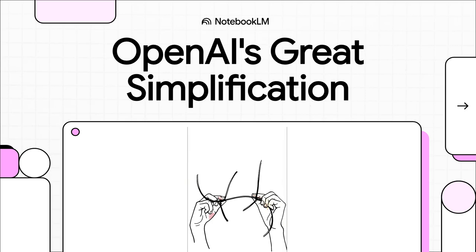So, OpenAI just dropped a whole bunch of huge announcements. But here's the thing, it's not really about the shiny new models this time. It's about a massive shift in how we actually use AI. I'm calling it the Great Simplification, and honestly, it might just change the entire game for how software gets made.